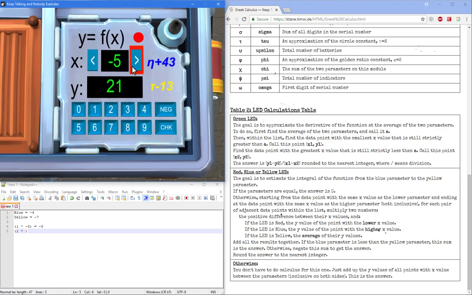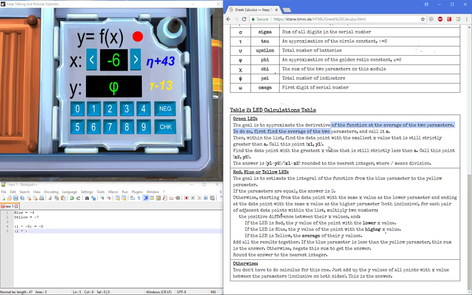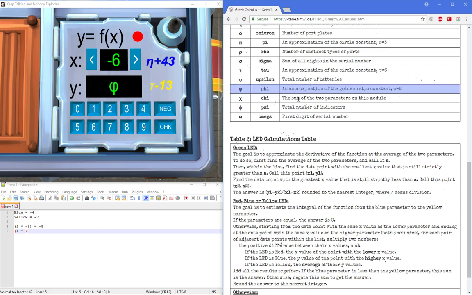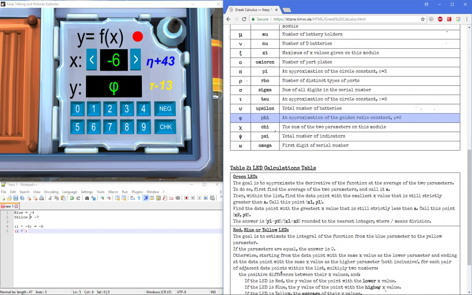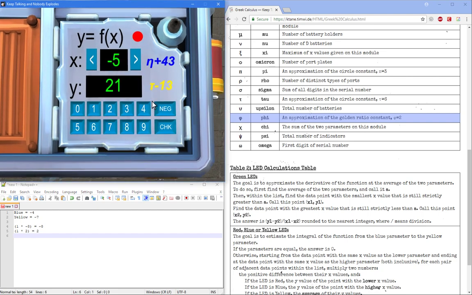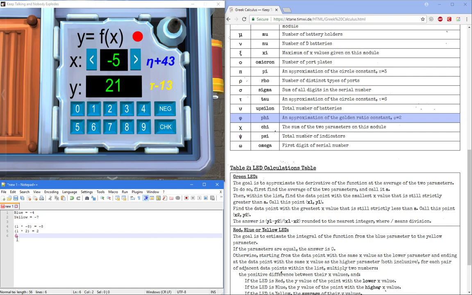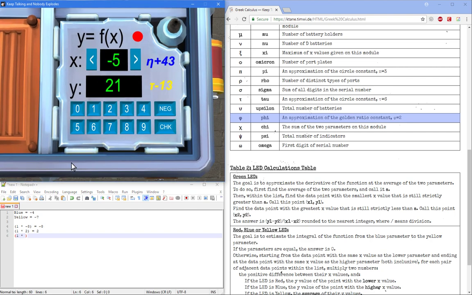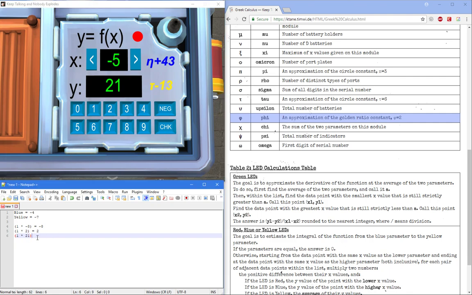So we're going to multiply 1 times, let's see, we take the lower value, which is going to be phi here. And phi is an approximation of the golden ratio constant, which is 2. So we take 1 times 2. It's going to equal 2. We go with the next one. So we have negative 5 and negative 4. The positive difference between those two is 1 times the lower value, which is the negative 5. So we multiply it by 21. 1 times 21 is equal to 21.